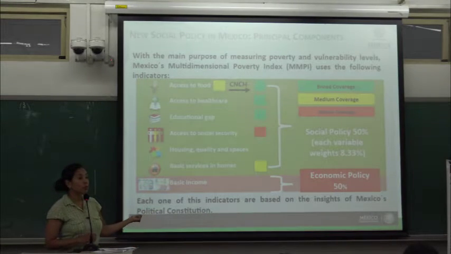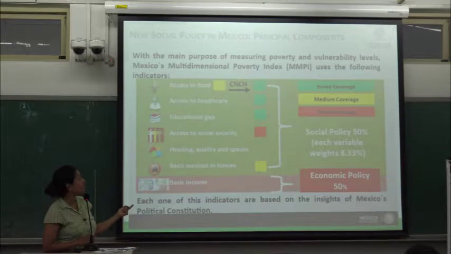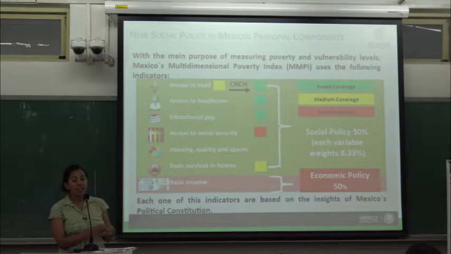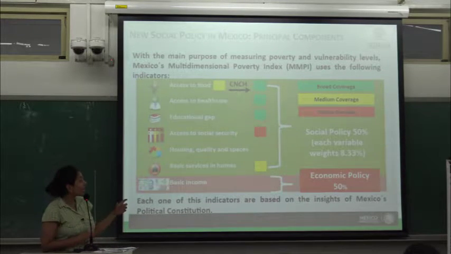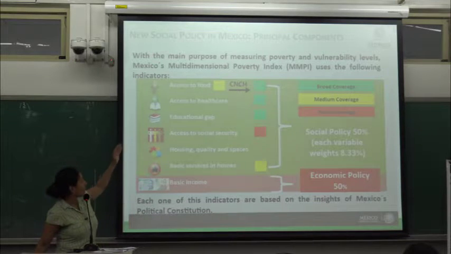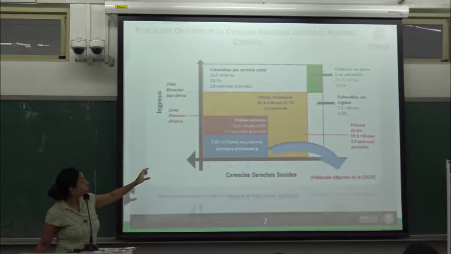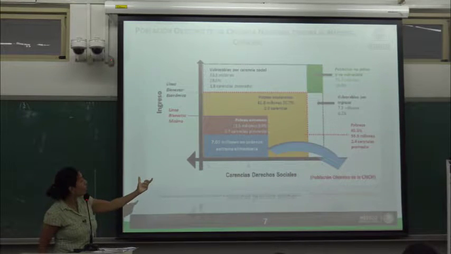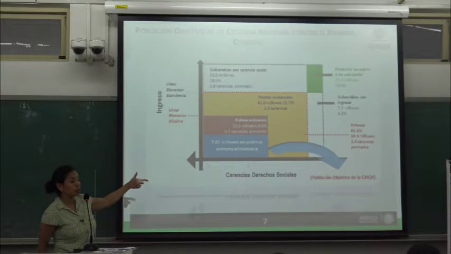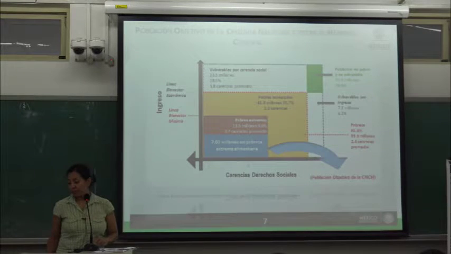This also allowed them to draw some policies and set the Cruzada Nacional contra el Hambre, the National Action Against Hunger, in which they gather information on all the aspects of the index, but they target specifically those that are living in extreme multidimensional poverty, and also that are experiencing the social deprivation in which access to food is limited.